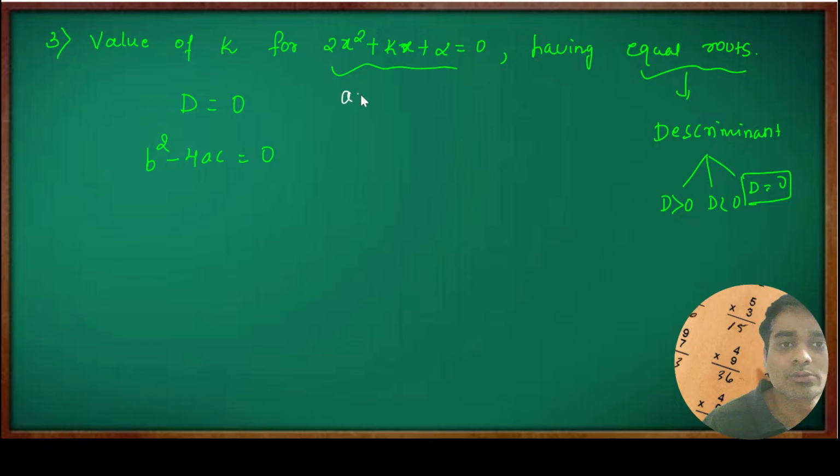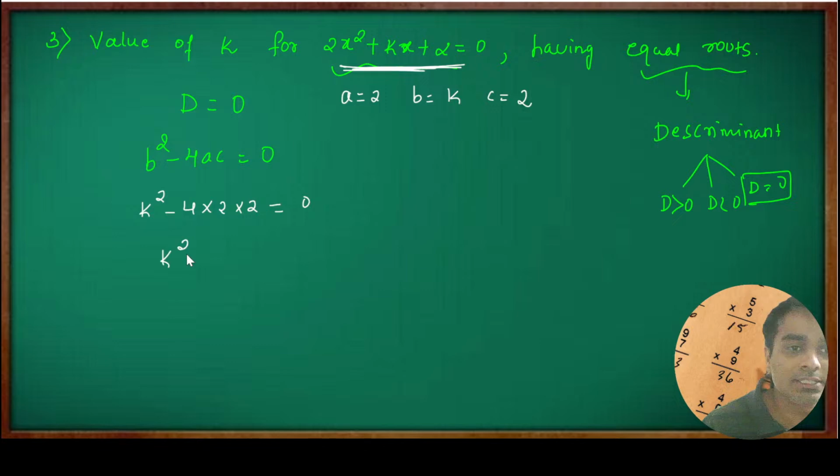So A is 2, B is k, and C is what? 2. Just compare with the standard form. So accordingly we can put here k square minus 4 into 2 into 2 equal to 0. So how much is this? k square equal to 4 2s are 8, 16. So k will be equal to plus or minus 4.